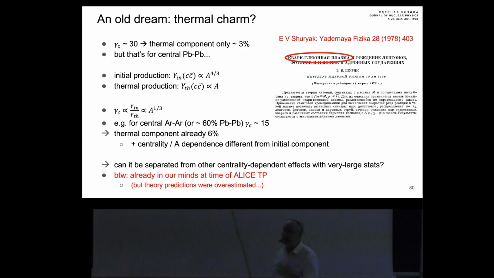This is quantified by something which we call the fugacity. The fugacity, called gamma C for charm, in central lead collisions is 30. Now, fugacity 30 means that only 3% of charm essentially is produced thermally. But we know that the initial production of charm goes like A to the 4/3, whereas the thermal production goes with A. So if one goes to smaller nuclei, the thermal component should go up. If you take, for instance, central argon-argon, gamma C is about 15, and the thermal component is already 6%. The centrality dependence and the A dependence of the thermal component and of the initial component are very different. This is very qualitative, but I think that with very high statistics one should attempt to measure this with ALICE 3.